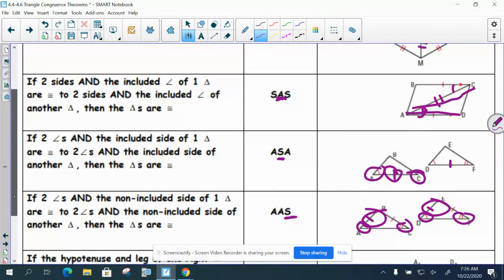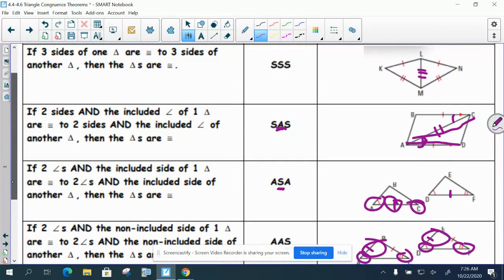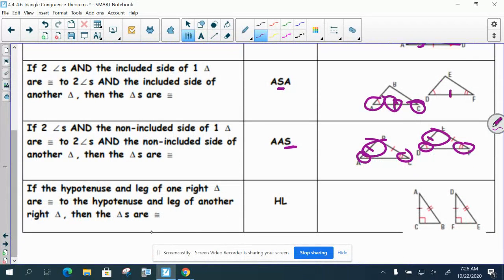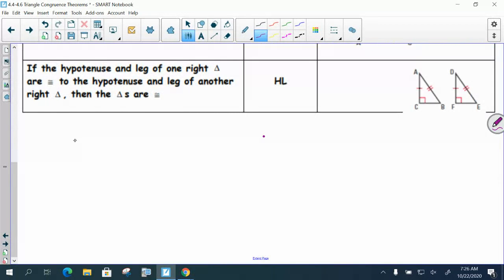Now, if you look at these combinations, you might notice there are a couple that are missing here. One of them that's missing, before I talk about HL, is angle, angle, angle. If you know that all three angles of a triangle are congruent to all three angles of another triangle, it doesn't necessarily mean that they are congruent. However, they would be similar triangles.